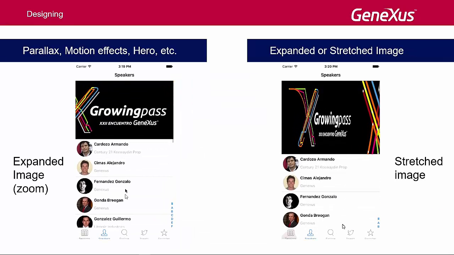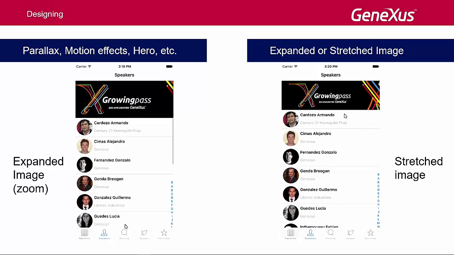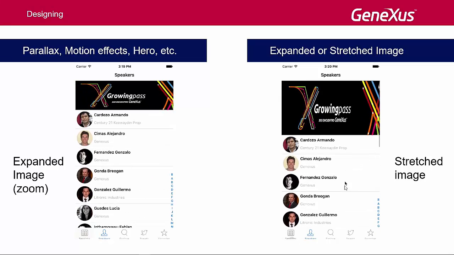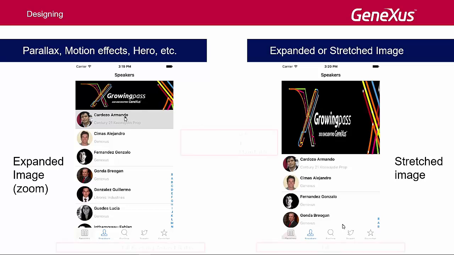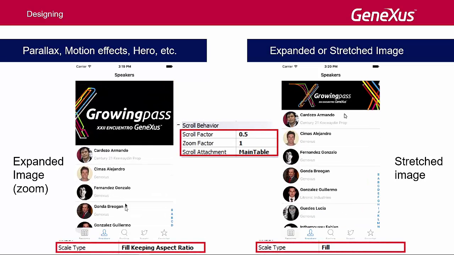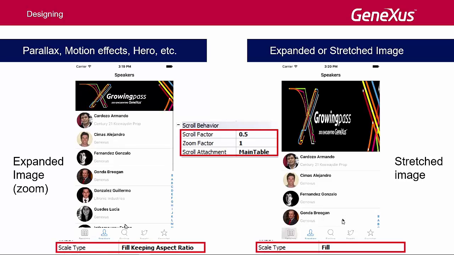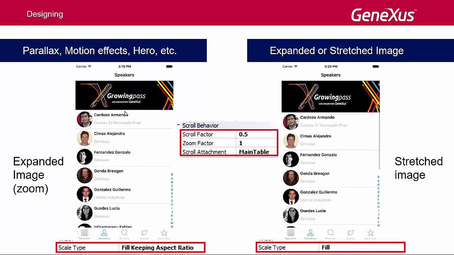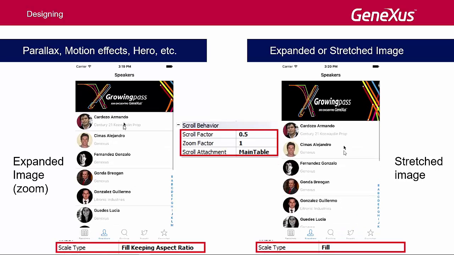When dragged or pulled down, the image can be stretched instead of expanded, as we've seen before. This is achieved by using the same values of the scroll factor and zoom factor properties for zooming in the image. But for the image to be stretched instead of expanded, we change the value of its scale type property to fill.